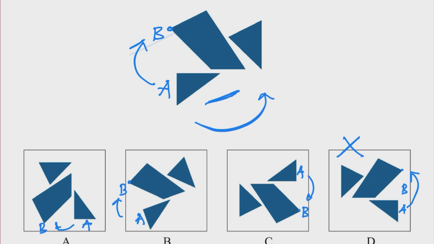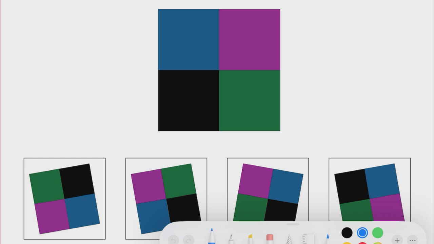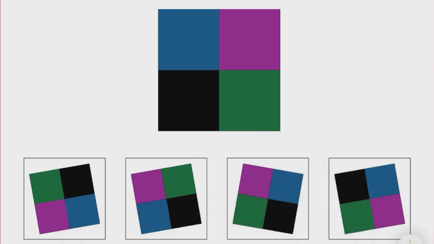Okay, let's move to the next question. Now, what will happen in this case? So we can choose any two colors. So for example, right now I'll take this as A and this as B. Okay, so I've chosen the violet color and the green color. Now these are in clockwise direction.